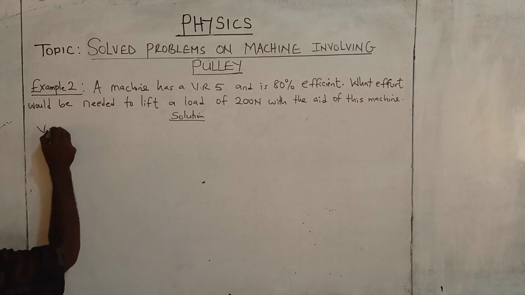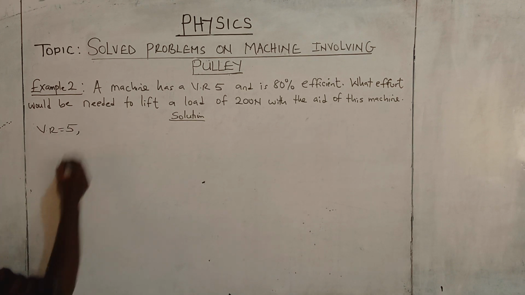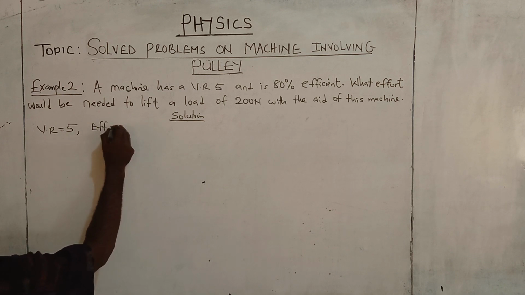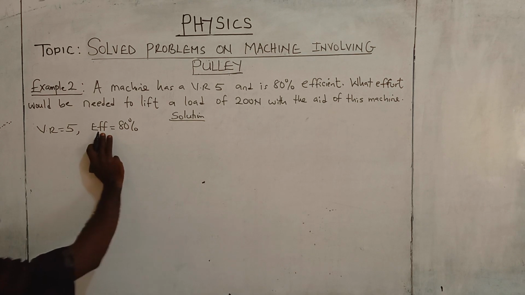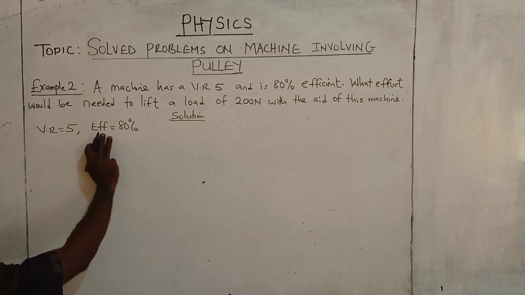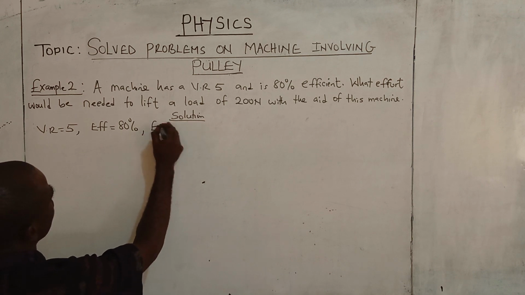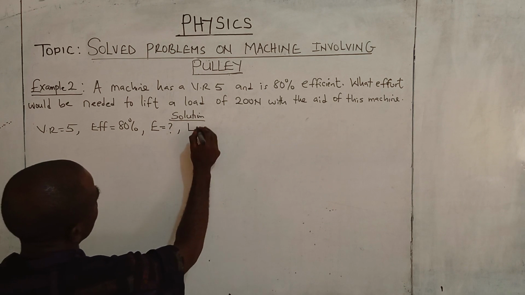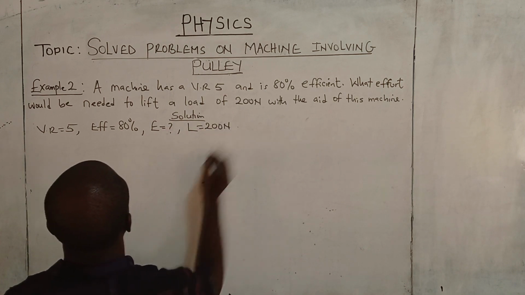Let's try another set of parameters. Velocity ratio equals 5. Efficiency equals 80%. I put EFF so that I differentiate it from effort, which is capital letter E. What effort? Question mark. We need to lift a load of 200 using this machine.